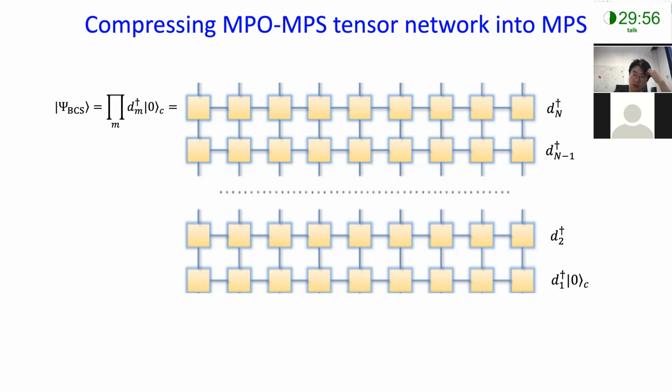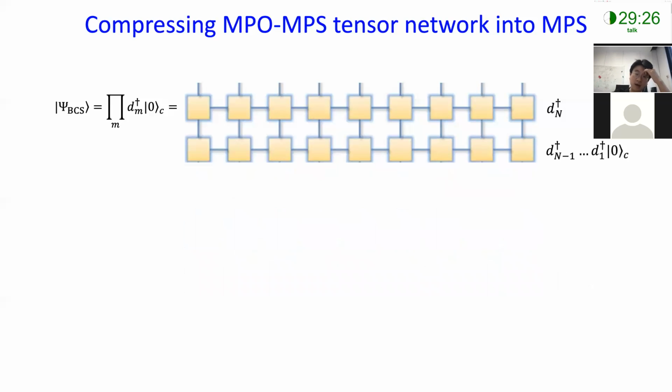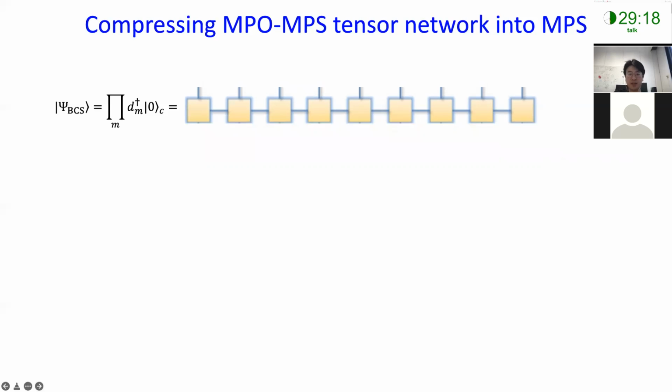So in practice, what we want to do is compress this tensor network into an MPS. The approach is, for example, we act the first operator, D1 dagger, on the vacuum. If we do this contraction, we obtain an intermediate MPS with only one particle occupied. And we can do it again, so we obtain an intermediate MPS with two particles occupied, and we can do n steps. It's just like a time evolution MPO algorithm, and eventually we can convert a BCS type state into an MPS.